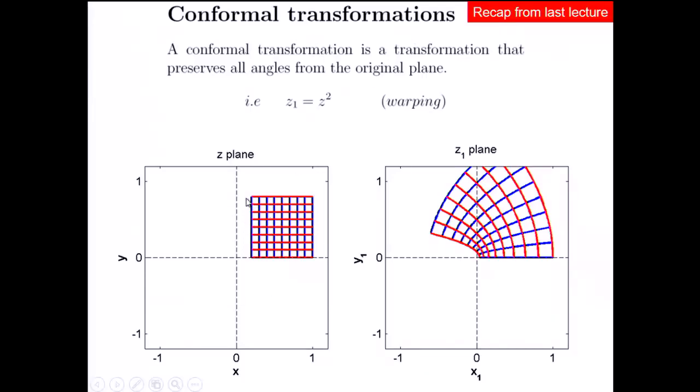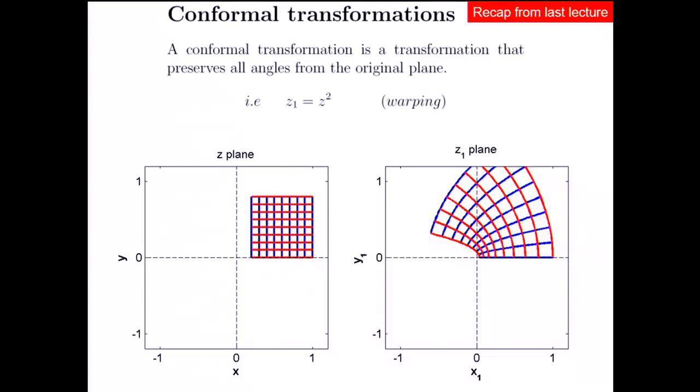So we start with a square in the original plane, which is made up of a group of red lines and blue lines which are perpendicular to each other. And after transforming them through this equation, we can see all these lines are highly distorted, but they still remain perpendicular to each other, and that's the point. So a conformal transformation is a transformation that preserves the angles, which is really important for us in potential flow.